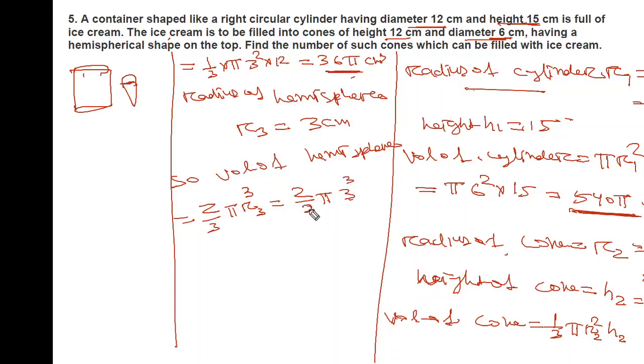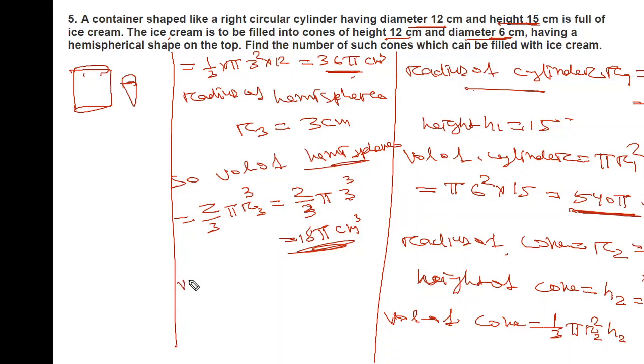Now you can cancel 1 3, so 3 3 is 9 into 2 is 18 pi, so it will be equal to 18 pi cm cube. So this will be the volume of the hemisphere. Now you can find the volume of the total ice cream.